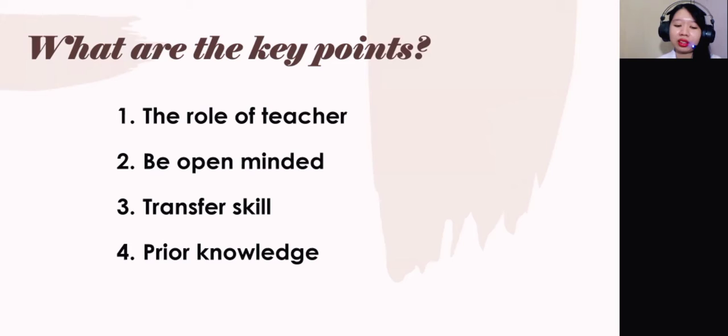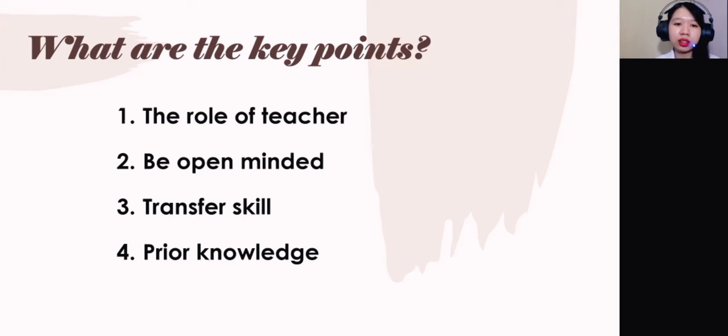The second one is be open minded to your students' opinions. If they can deliver their thoughts, please don't judge too quickly. It's a good thing if they can present what they have, and you need to appreciate that.